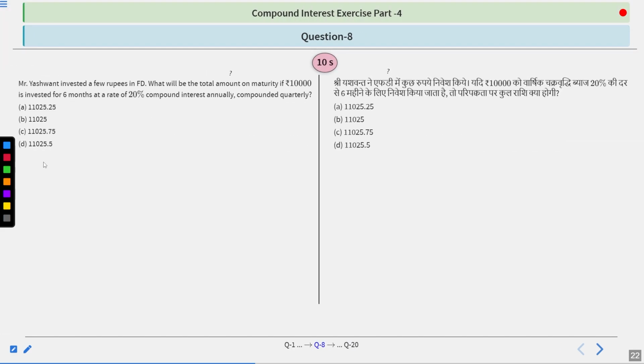Next, Mr. Yaswant invested a few rupees in FD. What will be the total amount on maturity if rupees 10,000 is invested for 6 months at a rate of 20% compound interest annually, and the interest is compounded quarterly? Options are option A 11,025.25, option B is 11,025, option C is 11,025.75, and option D is 11,025.5.